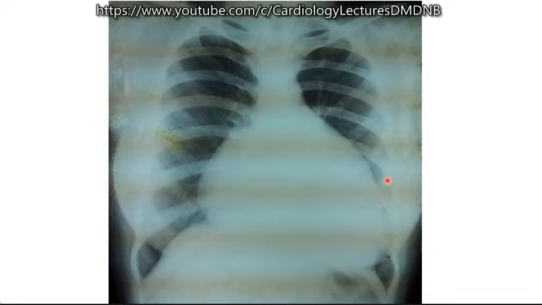Epstein's anomaly. Very good. It is a case of Epstein's anomaly, where the dilatation of the right atrium, the cardiomegaly, and the narrow pedicle are all in favor of a diagnosis of Epstein's anomaly. So it's a case of Epstein's anomaly. Very good.